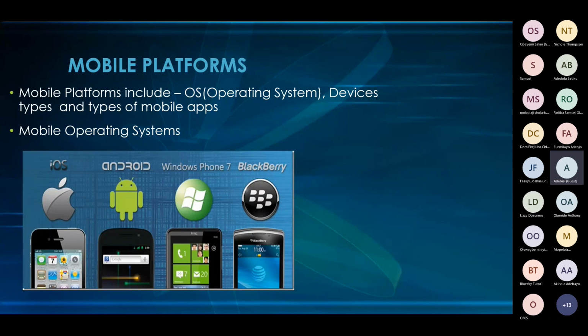And also, there are top 5 mobile operating systems that we have, and that is what you have seen here. We have iOS, we have Android, we have Windows, we have BlackBerry, and the last one is called Symbian. That is basically what the majority of us have been using before, but we don't know that it is a Symbian device operating system that we are using.